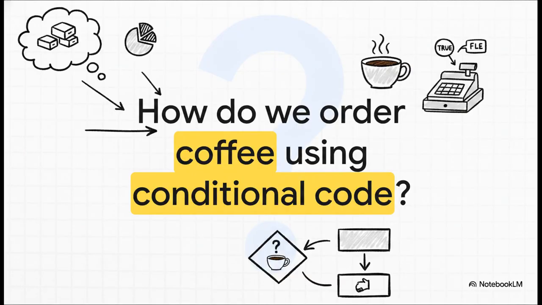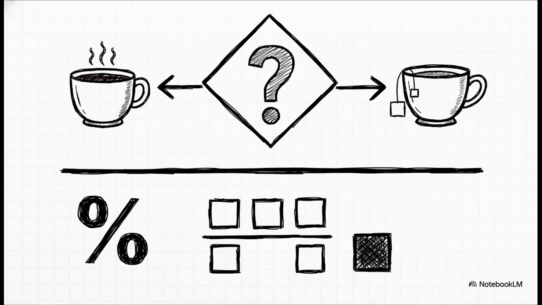Okay, so we have our data, but how do we actually make decisions with it? Let's ground this in a real-world scenario. How would we order a cup of coffee using conditional code? When you walk into a cafe, your brain naturally processes logic to make a decision. Let's look at how this everyday human decision-making translates directly into computer logic. The really cool part is that human decisions map flawlessly to if-else statements. Our condition is: coffee available? If that evaluates to true, we provide coffee. Else, we provide tea. It's strict binary logic.